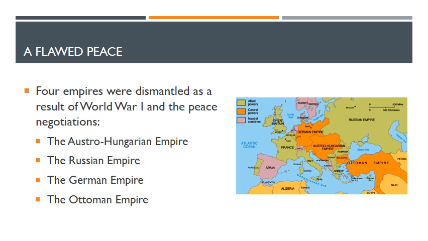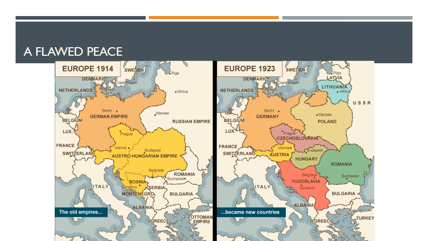In many ways, the peace treaties ending World War I created a flawed peace. It created more problems than it resolved. One of the consequences of the war was that 4 empires were dismantled or broken up: the Austro-Hungarian, the German, the Russian Empire, and the Ottoman Empire. Here you can see the differences between before the war and after the war and the breakup of these various empires.